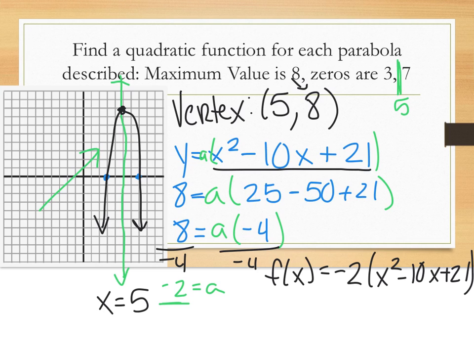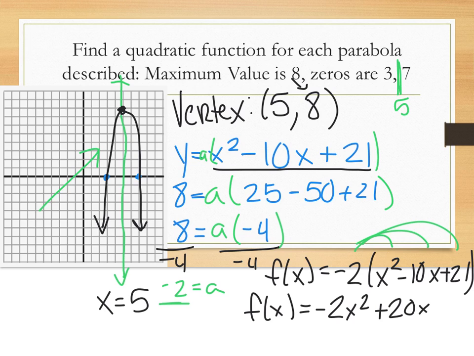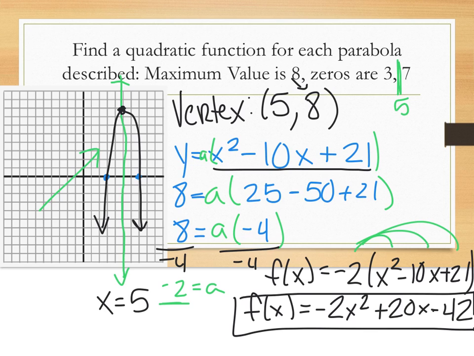This is a fine answer, but if you want to go ahead and distribute the negative 2 to all 3 of those pieces, your answer will be just that much better. So it would actually be negative 2x squared plus 20x minus 42. And this would be the equation for the parabola that we sketched right there.